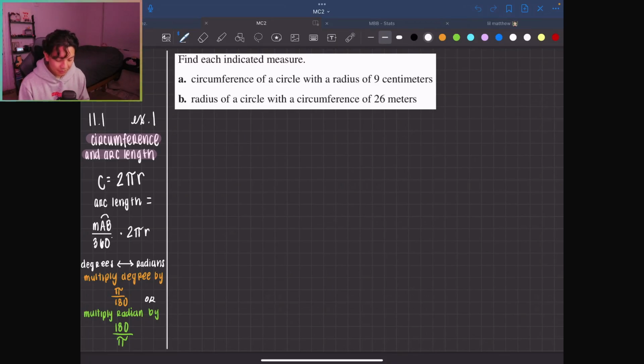Alright, here's 11.1 circumference and arc length. For this first example, we're going to find the indicated measure. For A, what are we going to find? The circumference of a circle with a radius of 9 centimeters.